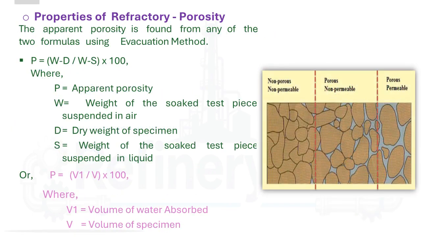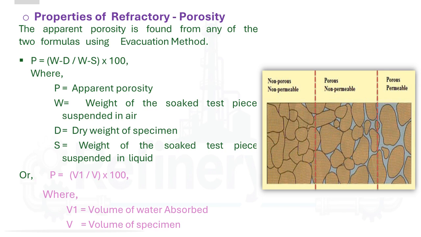Now let us talk about porosity, a property closely related to density, but measuring something very different. Density tells us the weight-to-volume ratio. Porosity tells us how much void space exists inside the material. To measure porosity, engineers often use the evacuation method, and there are two formulas you should know.